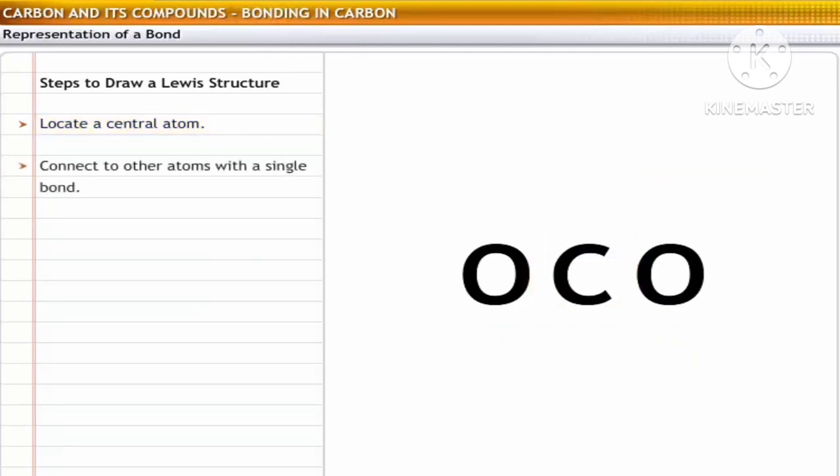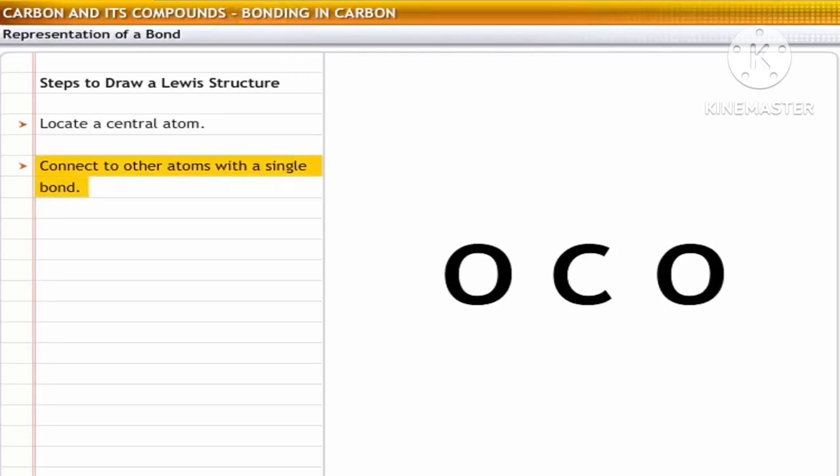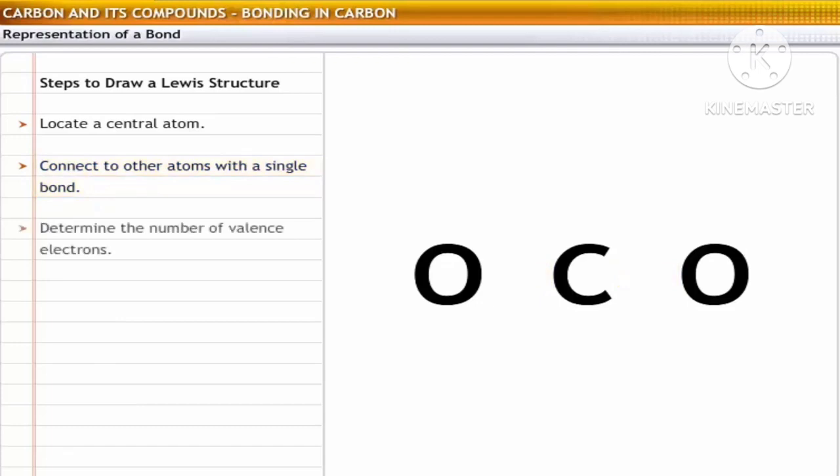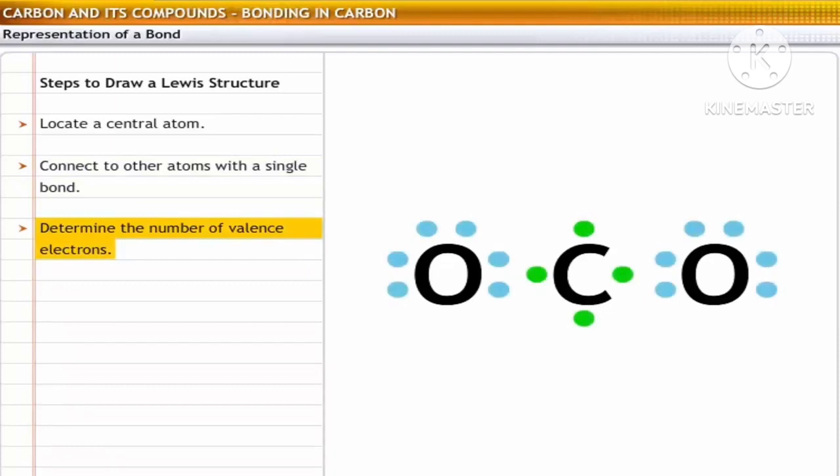After selecting the central atom, connect the other atoms to it with a single bond. We may change these bonds to become double or triple bonds as we progress. So, let us connect the two oxygen atoms with a carbon atom through single bonds on either side of it. The third step is to determine the number of valence electrons possessed by each atom in the molecule. In a carbon dioxide molecule, a carbon atom has 4 valence electrons and an oxygen atom has 6.